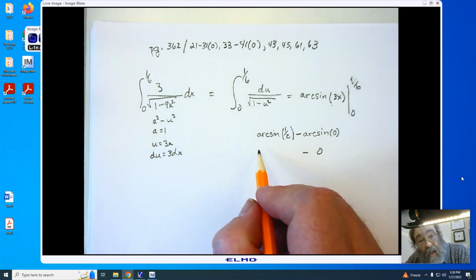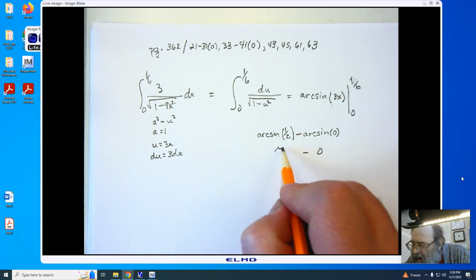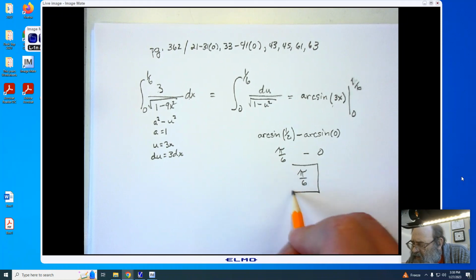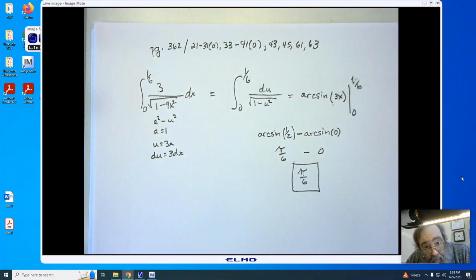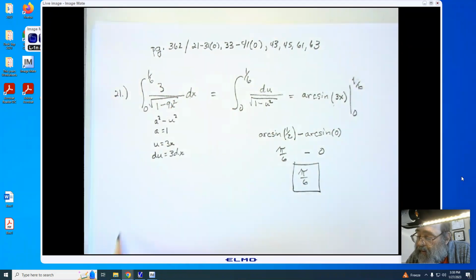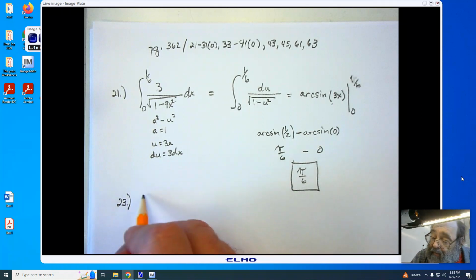I then think to myself, when is sine 1/2? And I end up with pi over 6. Pi over 6 minus 0 gives me pi over 6, and that's the answer we're looking for. We then move to number 23. So please continue to follow along with me as we take a look at number 23.